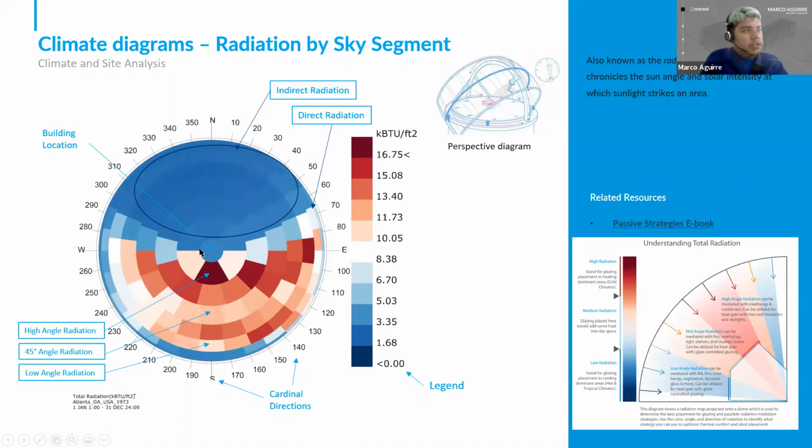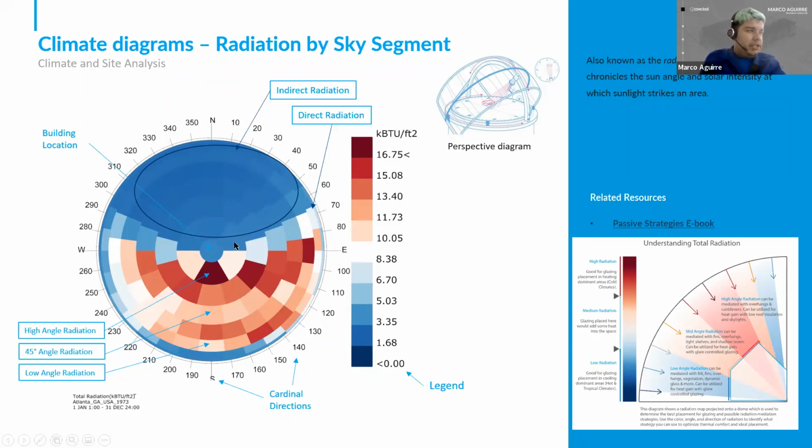And then the closer you are to the center of the circle, the closer it is to right above the project. You can also see the cardinal directions, north, east, south, west, and then depending on the coloration of the different panels, that just represents the amount of radiation that area is going to receive over a typical year.